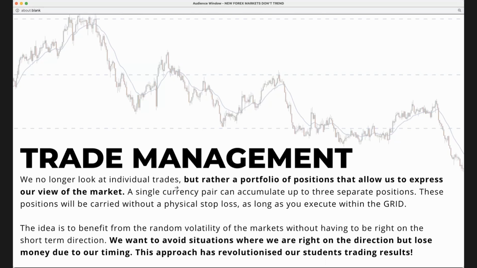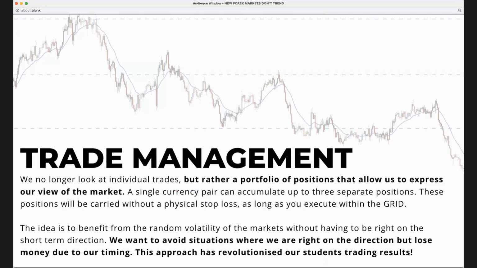This approach is something that completely changed our trading fortunes when we first started out, and it's continued to do that for our students as well. Some of you said that you want to take a look at how this looks on a chart, so that's exactly what I'm going to do now.